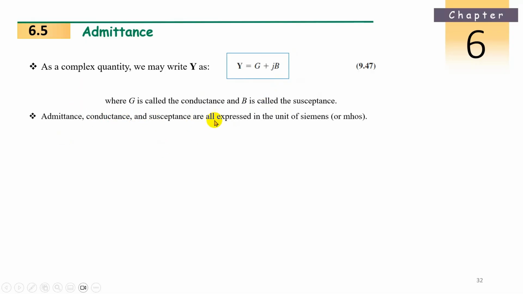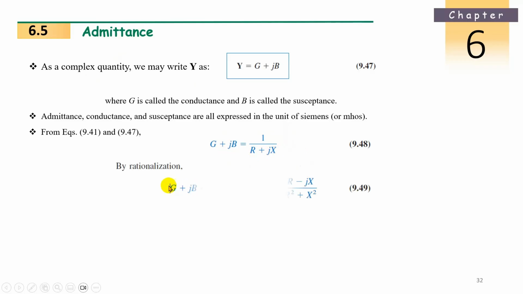Admittance, conductance and susceptance are all expressed in units of Siemens. All are in Siemens or mho. Ohm is the unit of impedance, and the reverse of ohm is mho, which we generally call Siemens. From the above equations we can find G plus jB is equal to 1 by R plus jX, because G plus jB is nothing but your capital Y, that is your admittance, and capital Y is nothing but 1 by capital Z, that is your impedance.